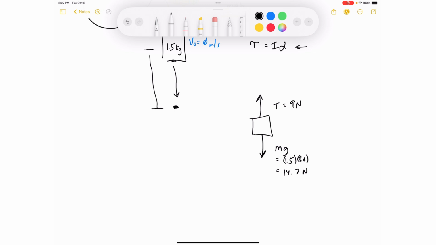14.7 newtons. Okay, great. So now that we know all the forces in the y, of course there actually are no forces in the x, then we can use Newton's second law to find out what? How fast it's accelerating down.